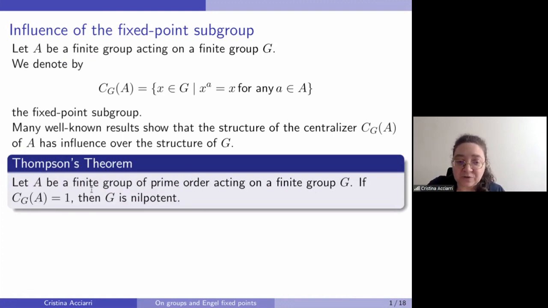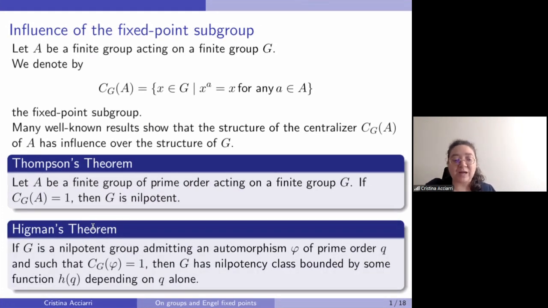The first one is Thompson's theorem, saying that if we have a finite group A of prime order acting on another finite group G, and in particular the centralizer is trivial, so what is sometimes called the fixed point free case, then G is a nilpotent group. So this is really a strong result, showing how strong this influence of the fixed point subgroup can be.